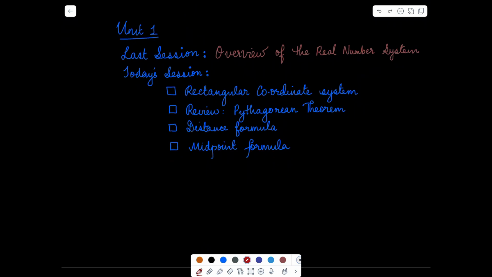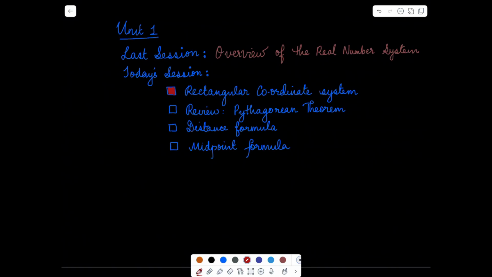In our last session, we discussed the real number system and how to geometrically represent it using a real number line. In today's session, we use two of those real number lines to construct a rectangular coordinate system. We will see how we can use this to visually represent points, which are ordered pairs of numbers.